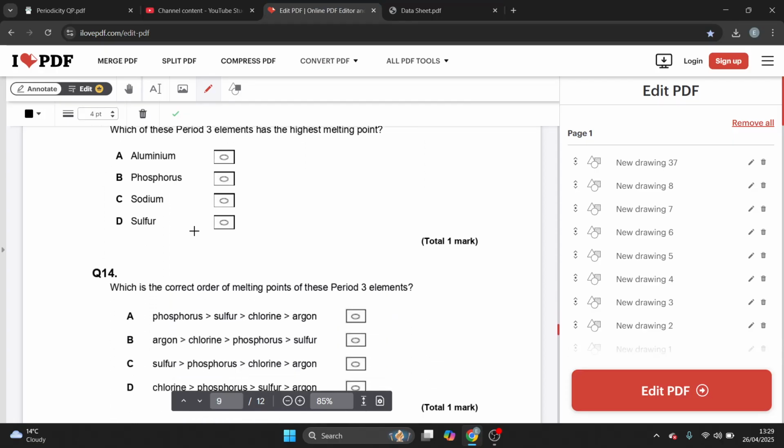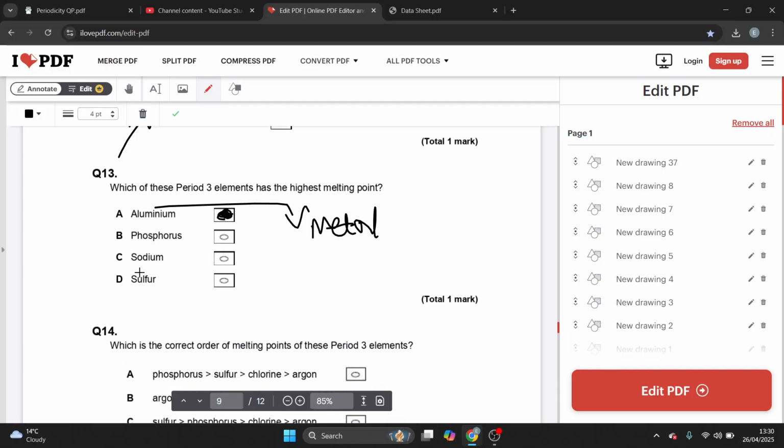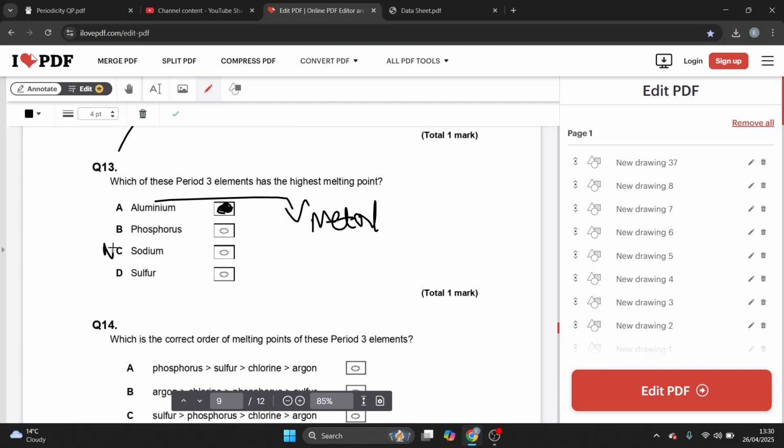Which of these period 3 elements has the highest melting point? Aluminium. How do I know that? Because that's a metal. Phosphorus, no, it's intermolecular. Sodium's also a metal, but it's only Na plus, and that's Al3 plus. And sulfur, same thing as phosphorus.